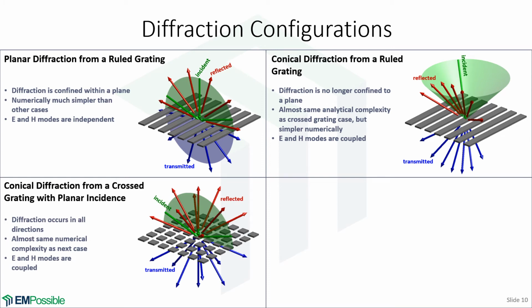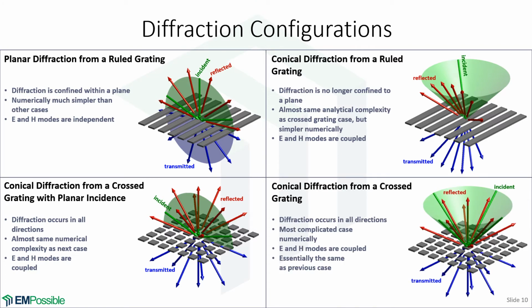Then we can talk about crossed gratings. This is a two-dimensional array of elements. Here, even if we restrict our incident wave to a plane, the diffraction orders are all over the place. So this is a three-dimensional problem. We can't reduce this to two dimensions.